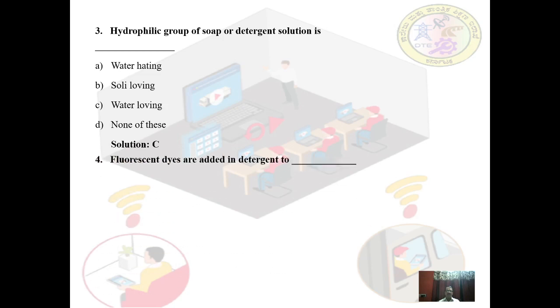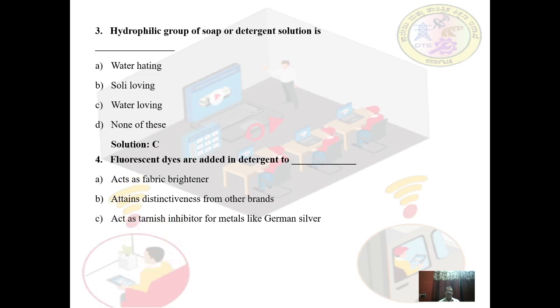Next, question 4. Fluorescent dyes are added in detergents to dash. Why are fluorescent dyes added in detergent? Option A. Acts as fabric brightener. B. Attains distinctiveness from other brands. C. Acts as tarnish inhibitor for metals like German silver. And D. None of these. The answer here is option A, that it acts as fabric brightener.